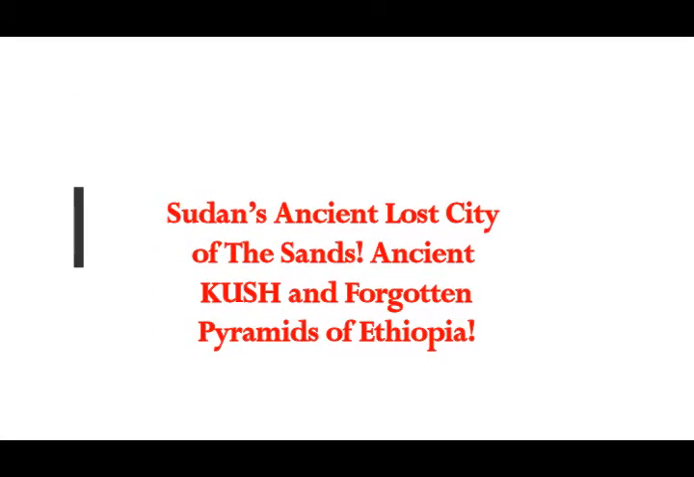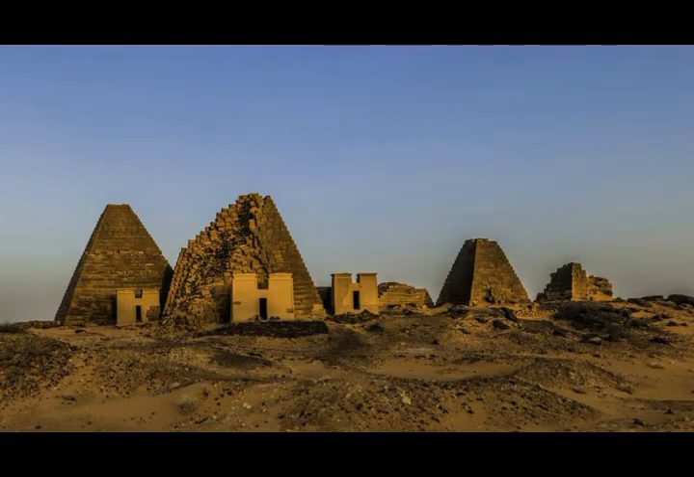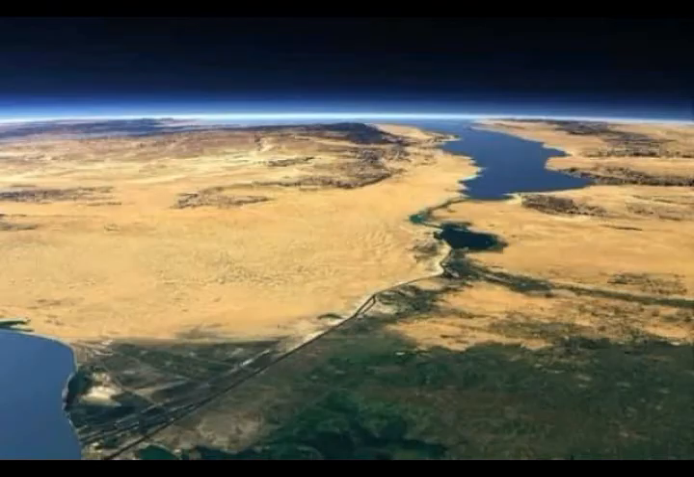Sudan's ancient lost city of the sands, ancient Kush and the Kushites, and their forgotten pyramids. Exploring Sudan's forgotten pyramids. Ancient Egypt, for much of its history, relied on the protection of the vast deserts that surrounded it to the west and south, huge and inhospitable. Few would dare to cross them in anger and face the might of the Egyptian army.